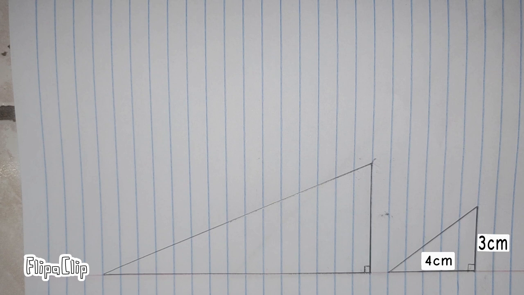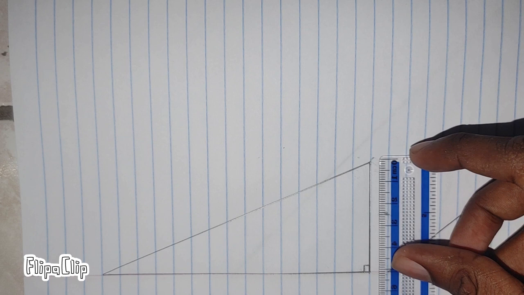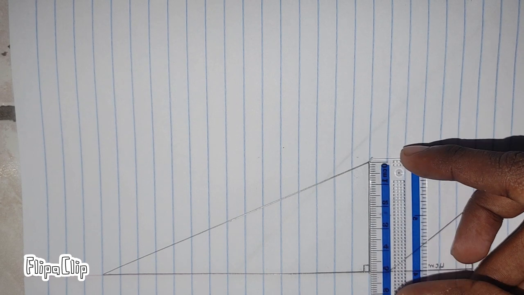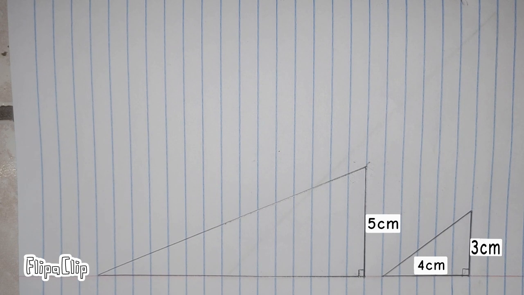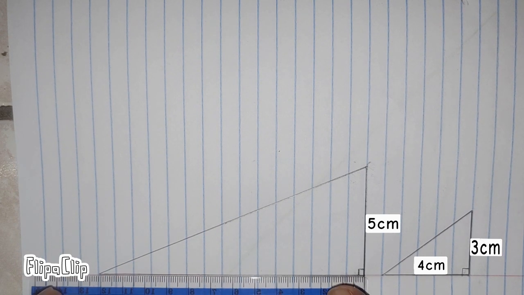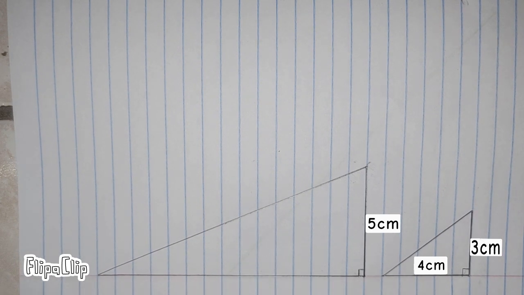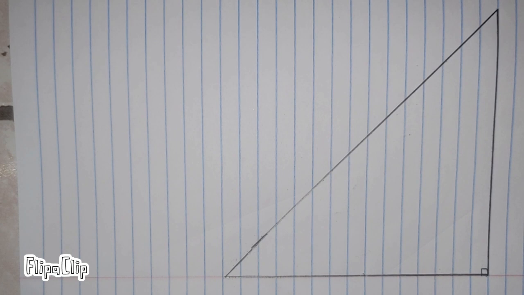Moving on to the second triangle, we can see that the length of the height of our triangle is 5 centimeters and the length of the base of the triangle is 12 centimeters. And finally, the length of the height of this triangle is 11.9 centimeters and the length of the base of this triangle is 12.0 centimeters.